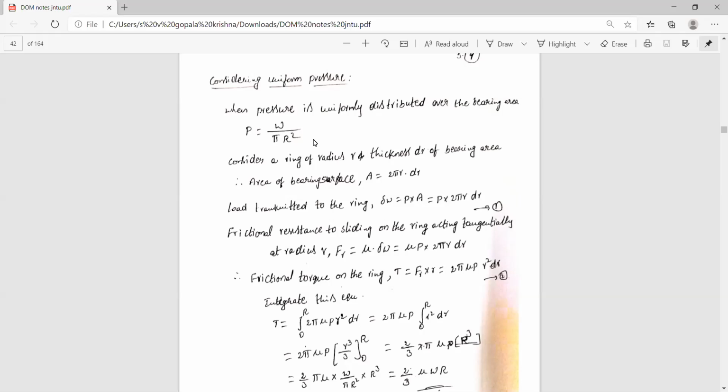Now consider a ring of radius small r and thickness dr of the bearing area. All of you observe the diagram. Just observe my mouse indication. We consider only the ring, that is, one small strip. The strip thickness is dr.